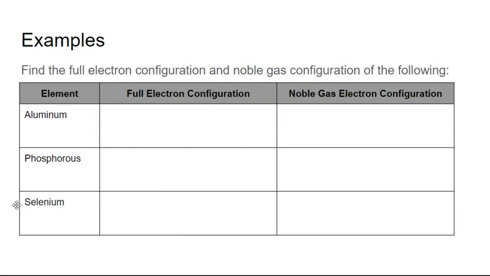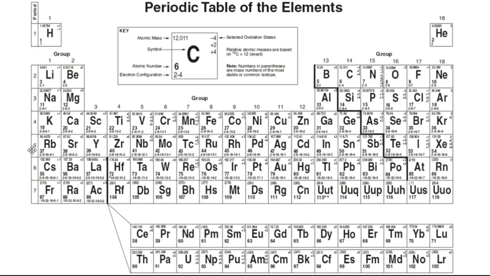Moving on to the final example. It looks like we are working with selenium this time. Okay, so the first thing that I'm going to do is go to the periodic table and find the element selenium. It's element 34. Okay, it looks like selenium is on the fourth period and it's underneath where oxygen would be.